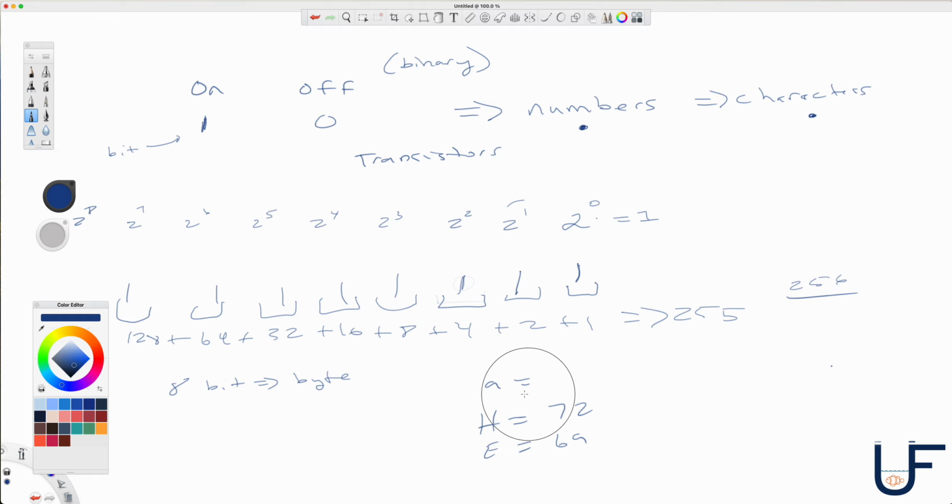Awesome. So hopefully that makes sense. Let's take one of these numbers and actually see how we could represent this. So let's take the H, for example, the 72. How would we represent this in binary, right?